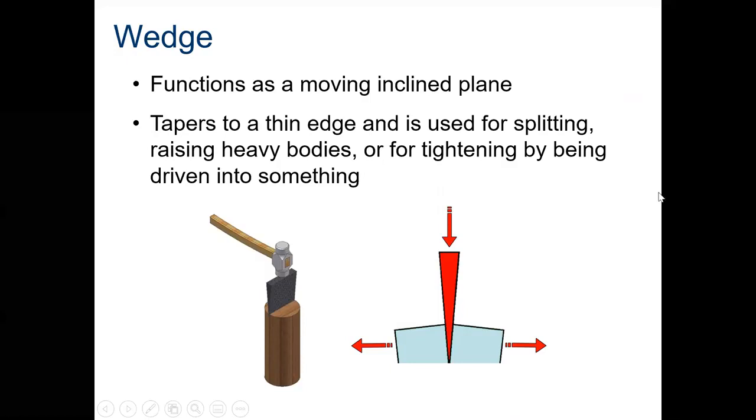So the wedge is based on the incline plane, and it functions, as it says here, as a moving incline plane. It starts out as a wider end and tapers to a thin edge. It can be used for splitting. It could be used for raising up a heavy body.